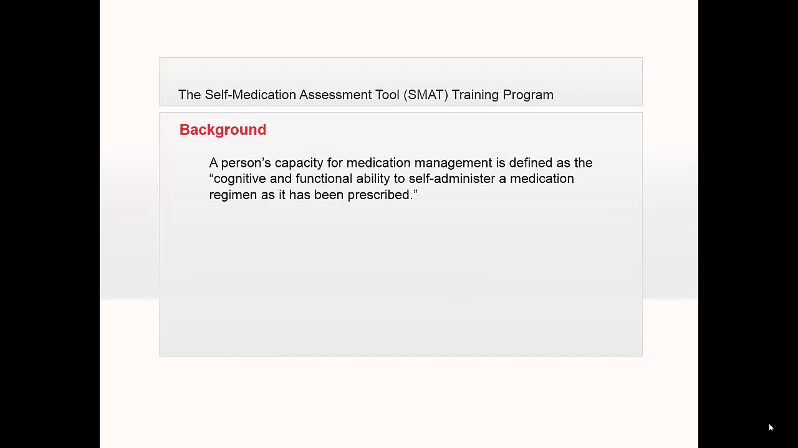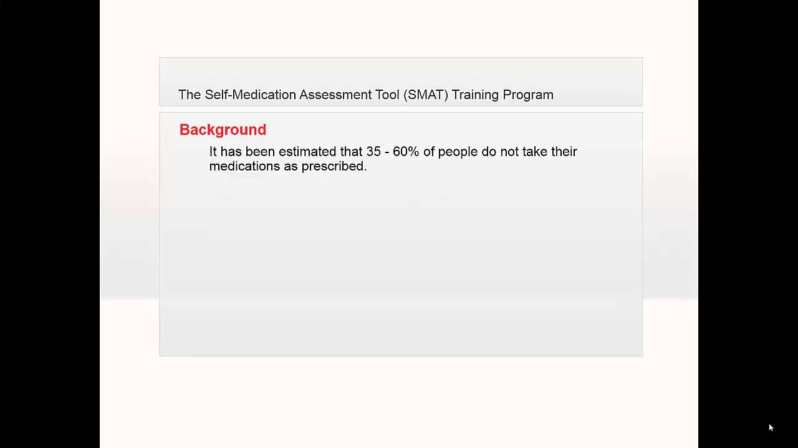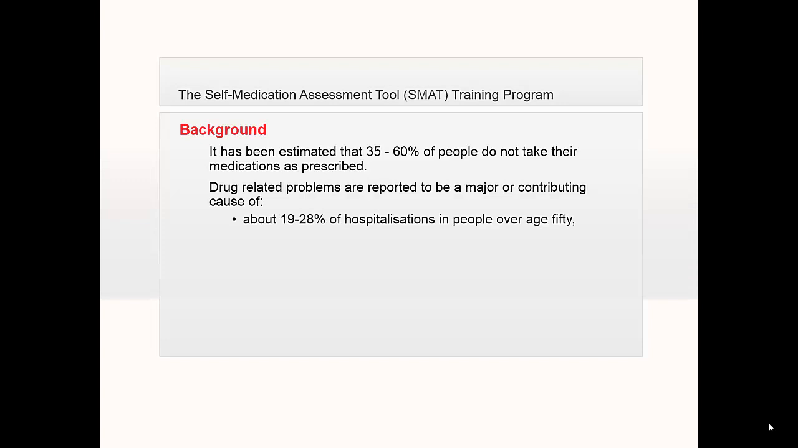A person's capacity for medication management is defined as the cognitive and functional ability to self-administer a medication regimen as it has been prescribed. The majority of community-dwelling older adults are engaged in the self-care activity of managing a medication regimen. It has been estimated that 35 to 60% of people do not take their medications as prescribed. Drug-related problems are reported to be a major or contributing cause of about 19 to 28% of hospitalizations in people over age 50, increased emergency room visits, and increased need for assisted living arrangements.